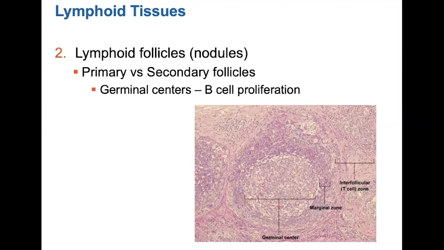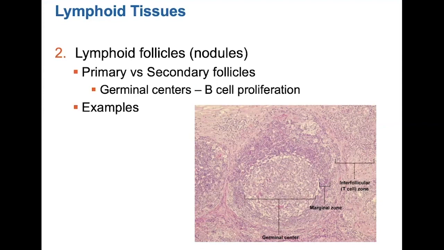Located within follicles are B lymphocytes. If the B lymphocytes encounter their antigens, they will begin to divide, and this is called proliferation. Germinal centers are areas where B cells are proliferating and giving rise to plasma cells that will release antibodies. A follicle, therefore, that is a secondary follicle is responding to an active infection.